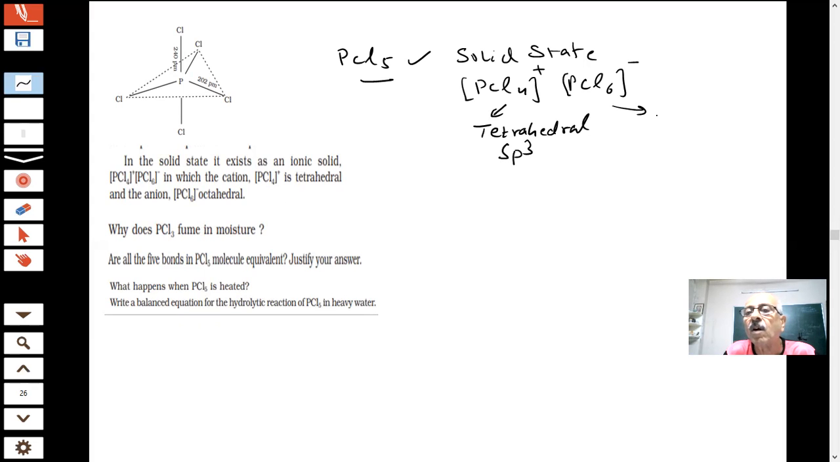And PCl6 minus? Octahedral. They have asked what the hybridization of this is. How many bonds are being formed? 6 bonds, so sp3d2: 1, 3 plus 1, 4 plus 2, 6. Octahedral.